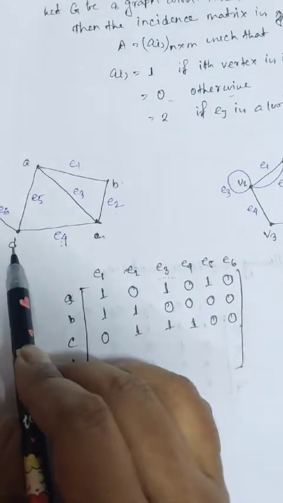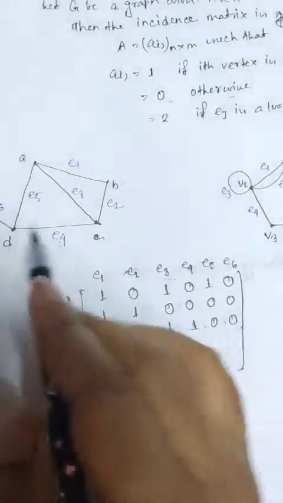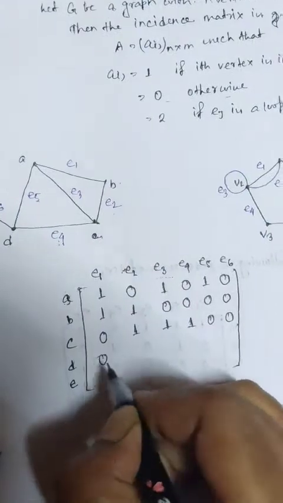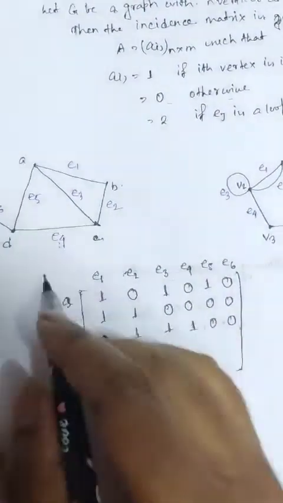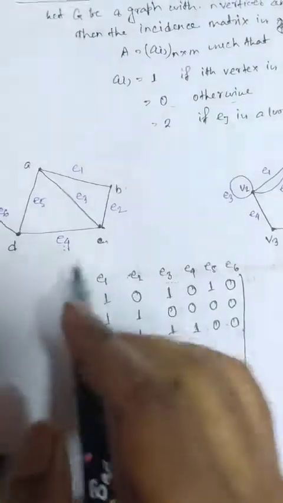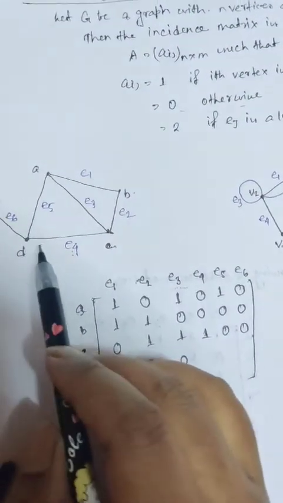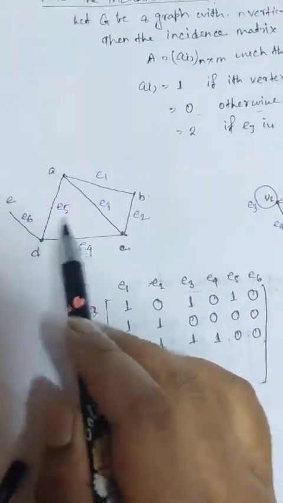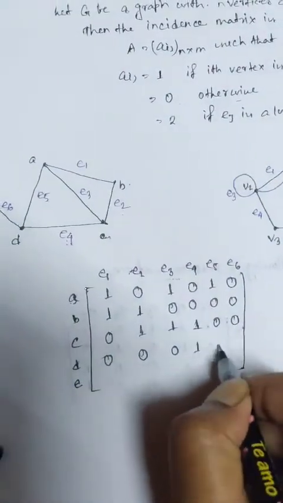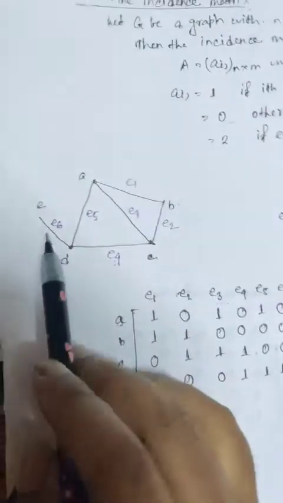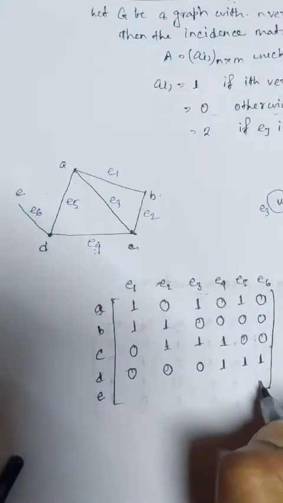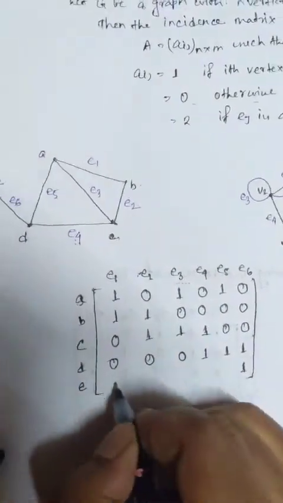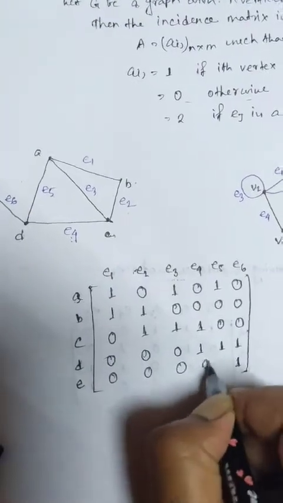Now come to the vertex D. D is not incident with E1, so this is 0. D is not incident with E2 or E3, but D is incident with E4, E5 and E6, so here 1, 1, 1. And now the last one, E: E is only incident with E6, so here we will put 1 and the rest will be 0.